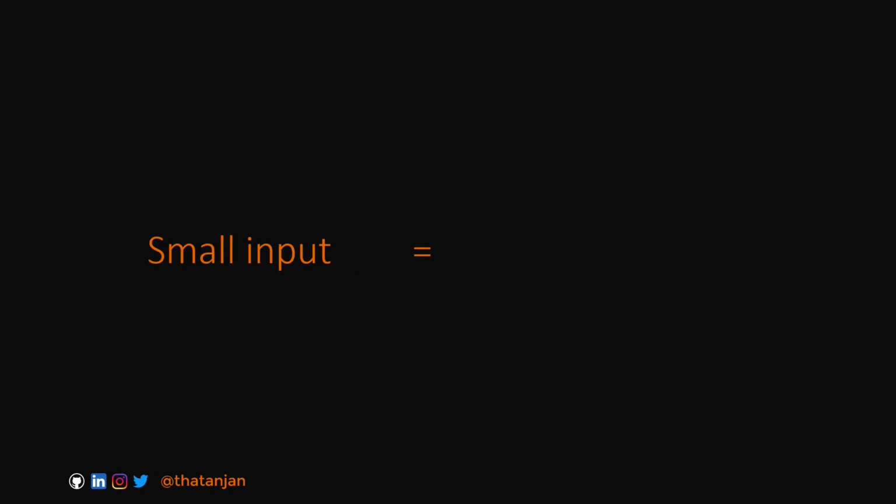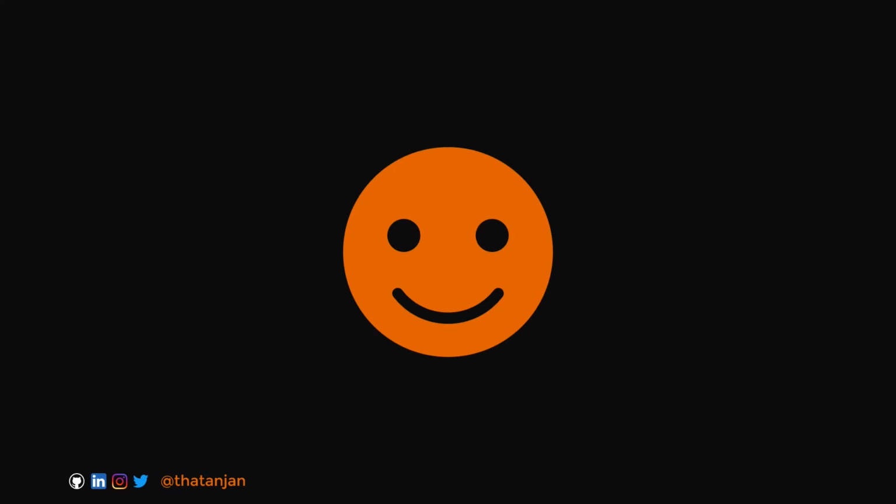When our input is small, our algorithms are relatively fast because they need to take fewer steps. But as our input grows large, our algorithm needs to take more steps, so our algorithm becomes slow. But we don't want that to happen. We want our algorithm to stay fast, even if the input grows large, so that our users have a good experience.